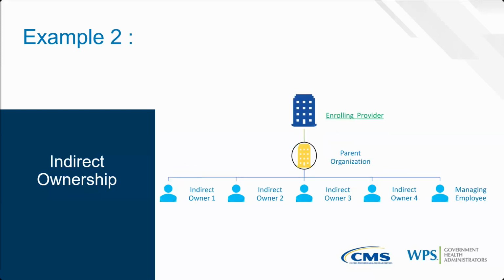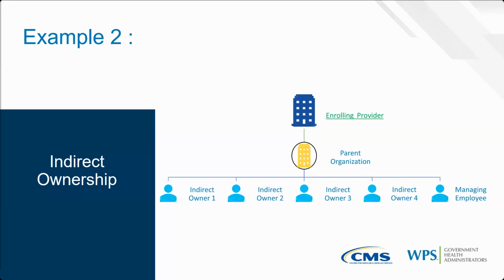Moving on to example 2. So in example 2, we're getting a little bit more complex. Again, at the top, you see that enrolling provider. That's the provider listed in Section 2. Next, you're going to see that yellow building. That is going to be a parent organization. That parent organization is the direct owner of the enrolling provider.